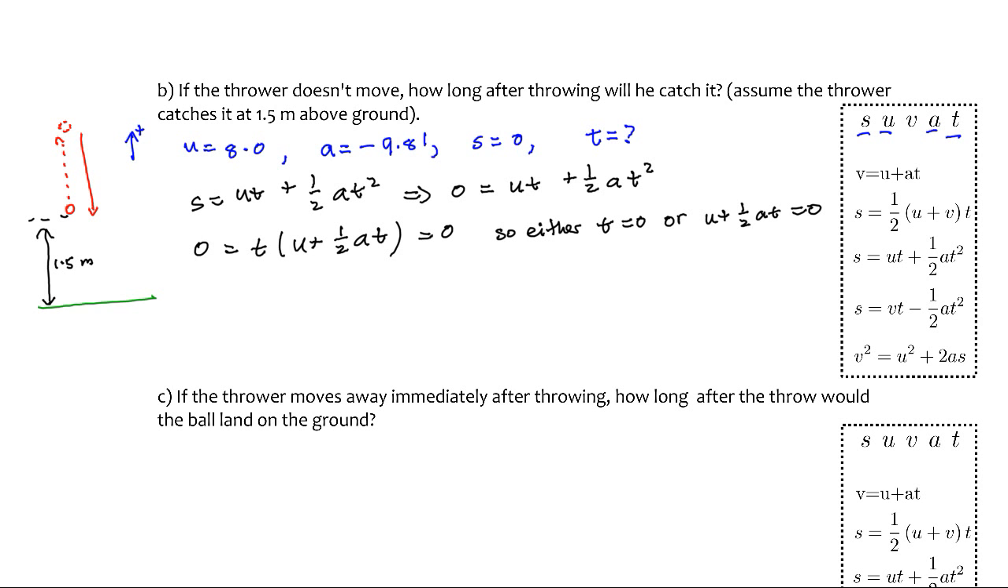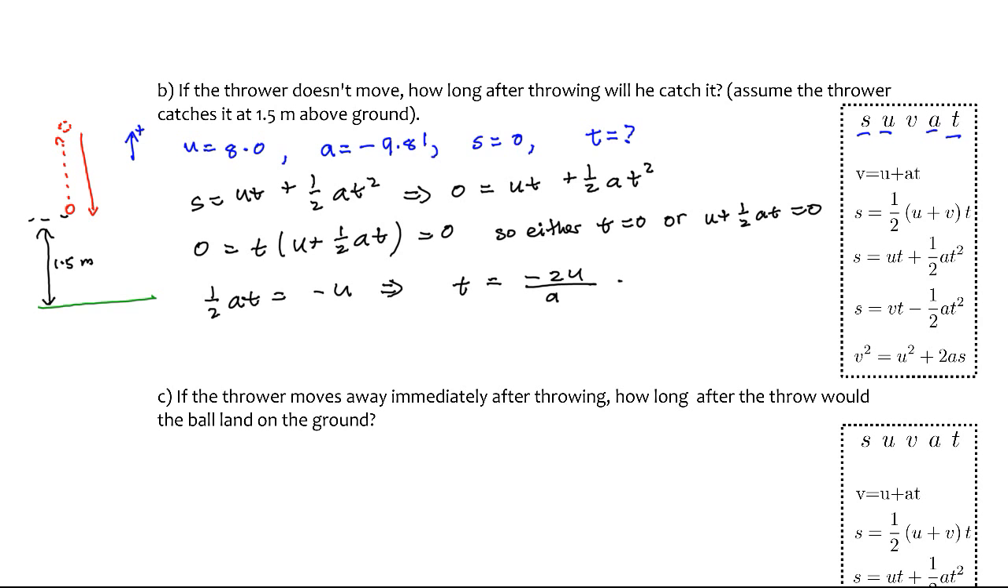So let me try to solve that equation. So then I get t is equal to, let me again do it in a couple of steps rather than trying to do it straight away. So I can say half at is equal to minus u, and that means t is equal to minus 2u divided by a.